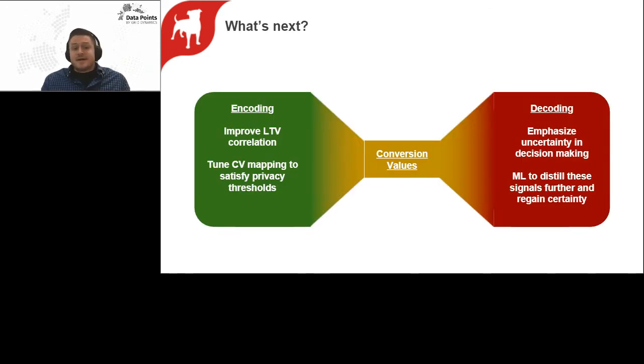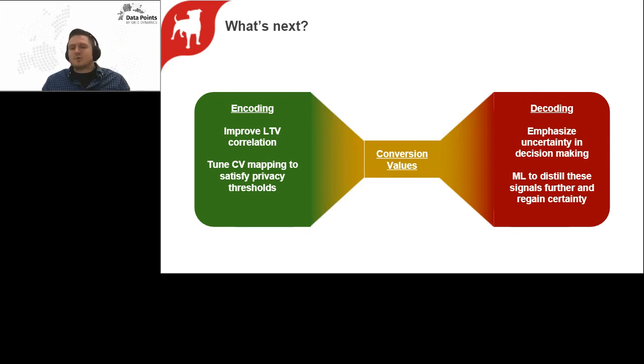So what's next? I think on the encoding side, some of these are obvious and exciting, but not that much to talk about here. We need to continue to improve this conversion value encoding correlation with LTV. We need to make sure that conversion value more and more links to the LTV of the player. We also need to tune this conversion value mapping so that we meet those privacy thresholds. If we set this up so that Apple is just firing nulls to all of our advertisers, then our advertisers are never going to be able to optimize, and that's a huge problem.